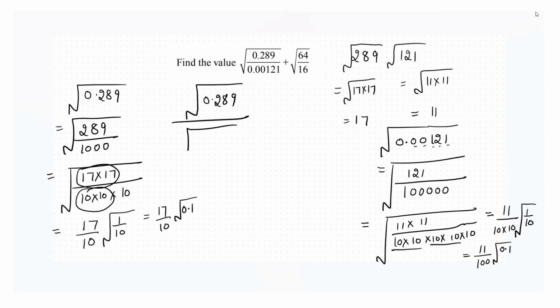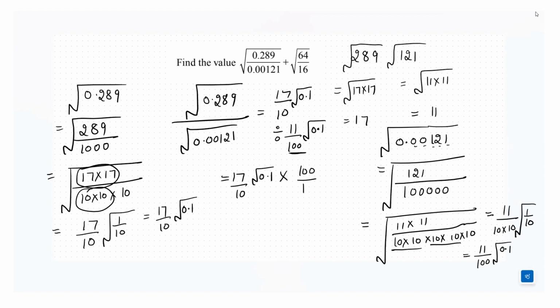Now let's solve the square root of 0.289 over the square root of 0.00121, which is equal to 17 over 10 square root of 0.1 divided by 11 over 100 square root of 0.1. It's a fraction division. We can write it as 17 over 10 square root of 0.1 into, now this will become the reciprocal, 100 over 11, and then this would be 1 over square root of 0.1. Now this and this will cancel, 0 and 0 will cancel, and you will get 170 over 11.